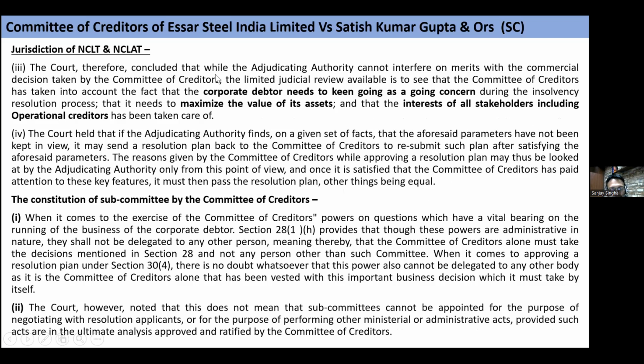So the Supreme Court clarified and concluded that the AA cannot interfere on the merit with the commercial decision taken by the COC. The limited judicial review available is to see that the COC has taken into account the fact that the corporate debtor needs to be kept as a going concern during the CIRP, that it needs the maximization of the value of asset, and that the interest of all stakeholders, including the operational creditor, has been taken care of. And the court clearly said that if the above points have not been taken care of by the COC, point number 4, then it may send a resolution plan back to the COC to resubmit such resolution plan.